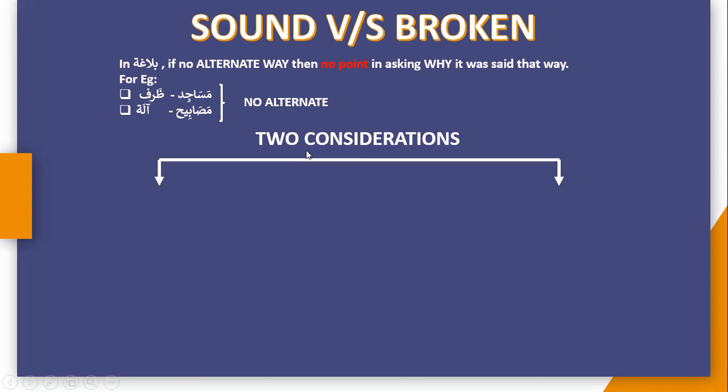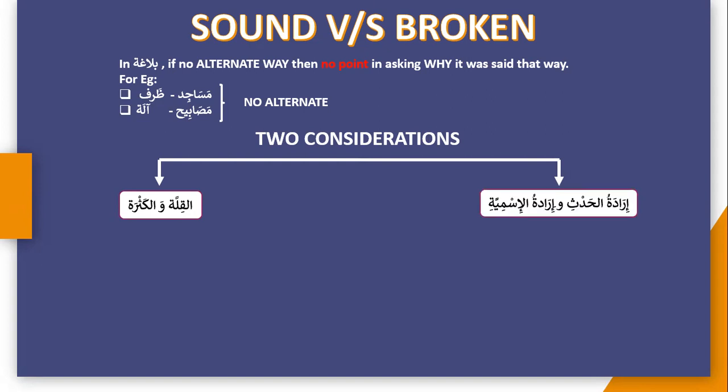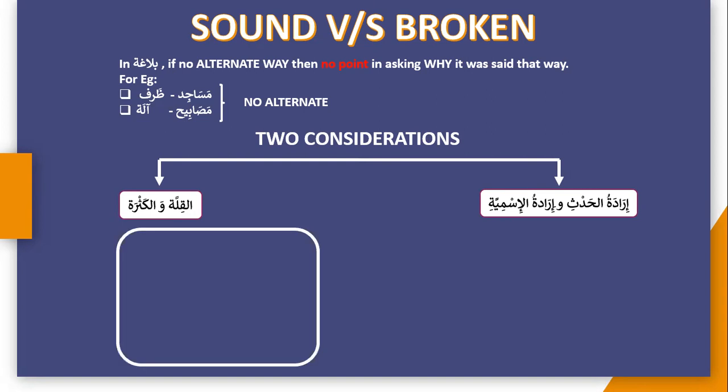Now in sound versus broken, you have al qilla wal kasra. So these are the two categories that we have, a jamul qilla and a jamul kasra, and we will study what it is. And another consideration is iradatul hadathi wa iradatul ismiyati. So we are going to study this in detail. First, let's look at al qilla wal kasra.